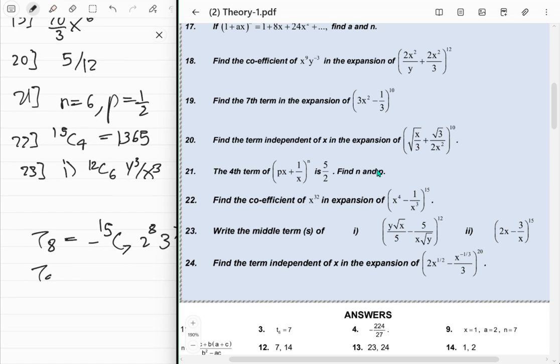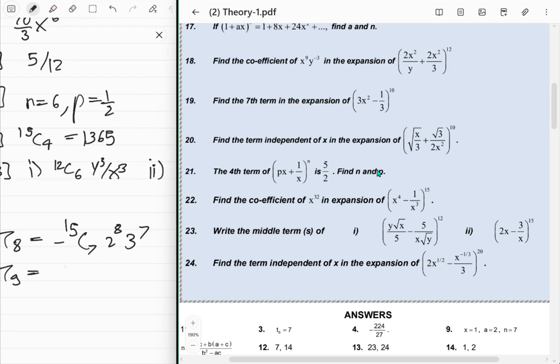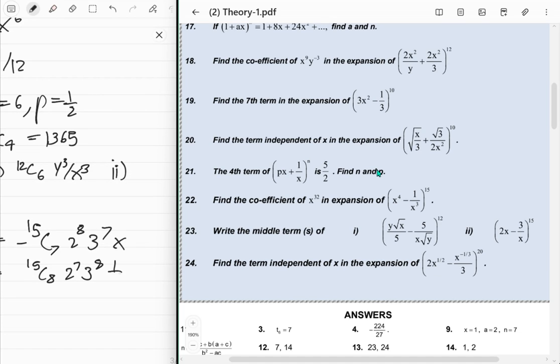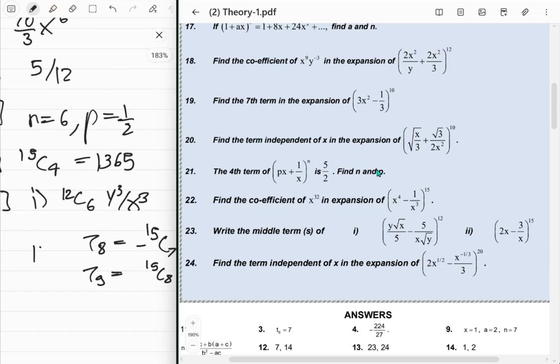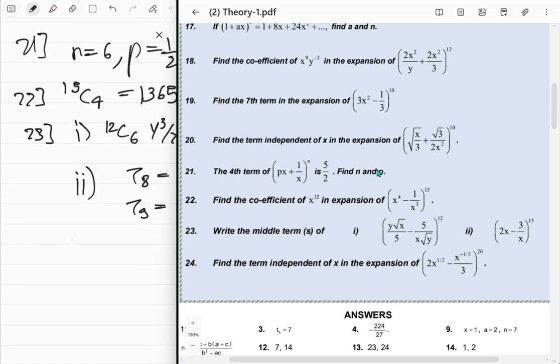And then t sub 9 is 15c8 for 2 power 7, 3 power 8. This has to have 1 upon x, just x power negative 1. That should do it. So second is this. I just want to leave it like that, because let's go to 24.